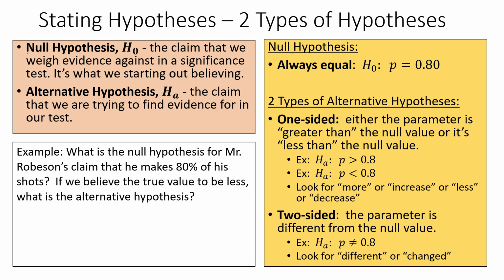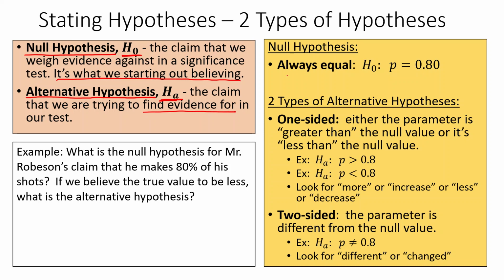So we have two hypotheses. The first one is called the null hypothesis, which we write as capital H with a sub-zero after it. Yes, sub-zero. The claim that we weigh evidence against in a significance test is the null hypothesis. It's what we start out believing. All right, so we start out being told this is true. The null hypothesis is true. All right, and then we're going to see, well, is it really true, or do we have evidence for what we call the alternative hypothesis, which is capital H with a little a. Sometimes we can write this as capital A or lowercase a. It doesn't make a difference. So the claim that we are trying to find evidence for. So we're trying to find evidence for this other claim.